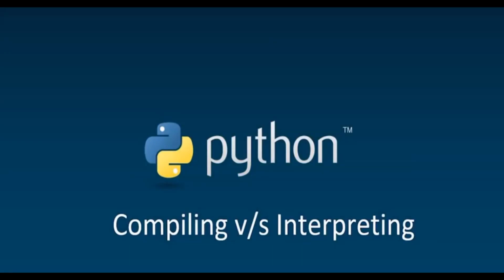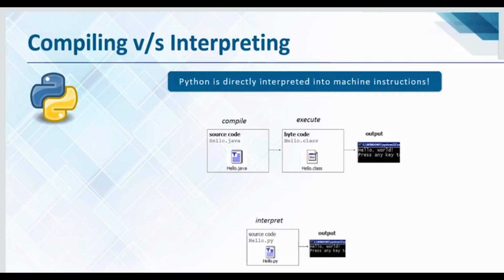Now we need to understand what compiling and interpretation are. You can see the first figure here: compilation, execute and output. Python is directly interpreted into machine instructions. Like Java or C++, the source code is what we type for the program. In the Java case, hello.java is where the code exists. After compilation it turns into bytecode, the executable hello.class, and then the output is generated by the system. Whereas in Python, the source code is directly interpreted and gives you output. So Python is fast, easy to understand, and helpful.